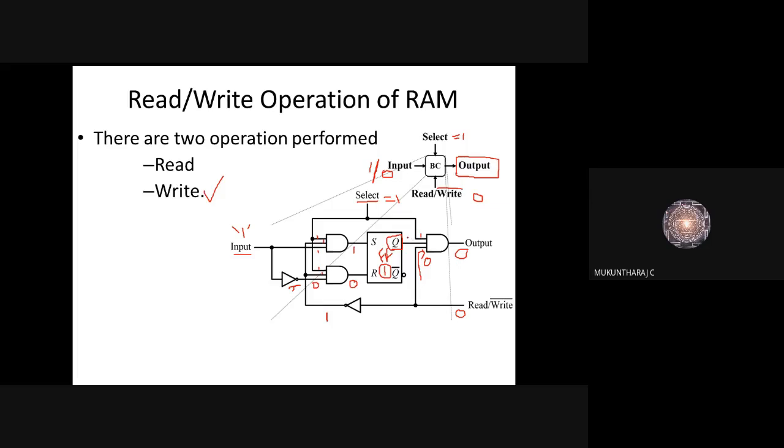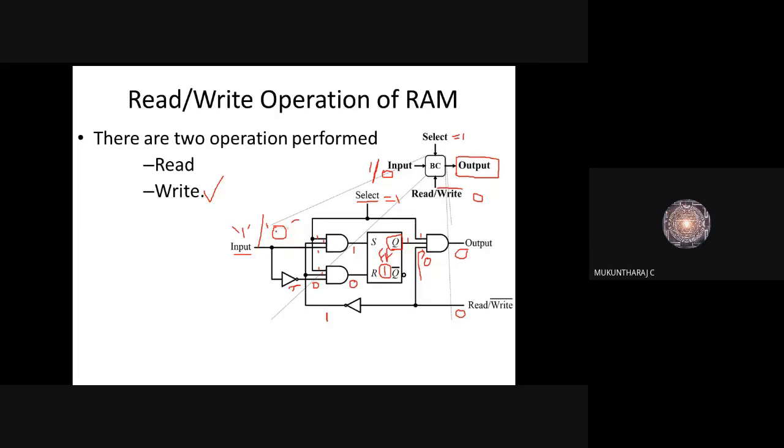Now the output of this SR flip-flop will be logic 1. This AND gate is disabled because one of the inputs is 0, so the output is still 0. It means that the SR flip-flop holds logic 1. We have written logic 1 into the SR flip-flop, that is a single-bit memory element. Is it clear?